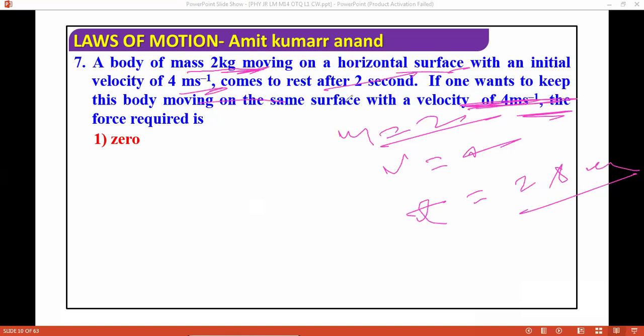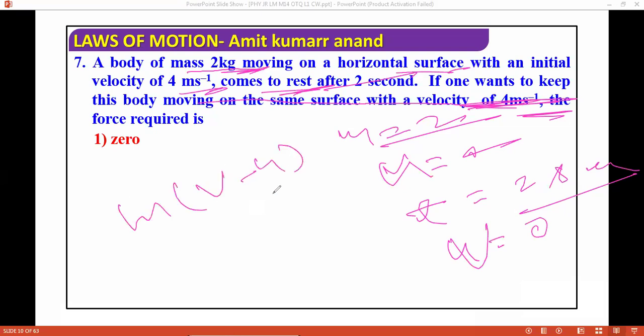Ignore these lines for a second. If you want to keep this body moving on a horizontal surface with an initial velocity of 4 meters per second, it comes to rest. The final velocity is 0, and this is u. So basically, it is m times (v minus u) by t. Can you think like this?